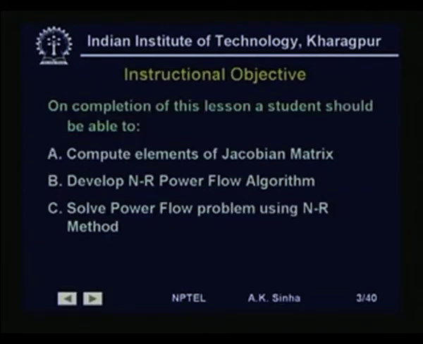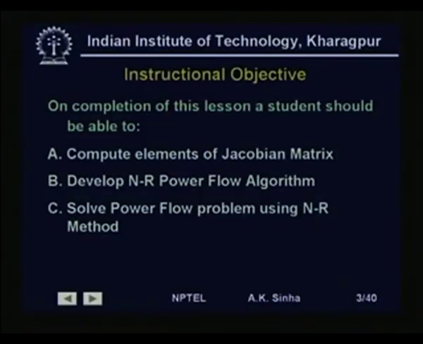Once you complete this lesson, you will be able to compute the elements of the Jacobian matrix. You will be able to develop the Newton-Raphson power flow algorithm and solve power flow problems using the Newton-Raphson method.